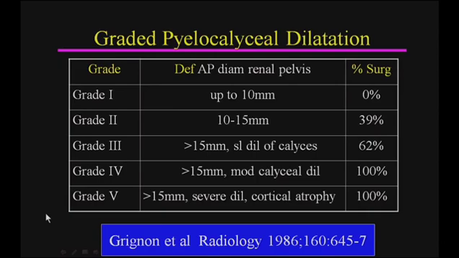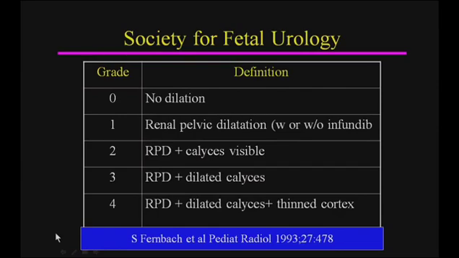In their article, they talked about grading the various kidneys, saying that grade 1 was up to 10 millimeters of dilation, and stating that none of those patients ever went to surgery, that grade 2 was 10 to 15 millimeters of dilation, and 39% of their patients went to surgery for some reason or another. Grade 3 patients, 62% went to surgery. Those were those greater than 15 millimeters of dilation with slight dilatation of the calyces. But the group that one has to really fear are people with greater than 15 millimeters of dilation, either with moderate or severe dilatation of the calyces or with cortical atrophy. And in their study, 100% of those patients went to surgery, whatever the surgery may have been.